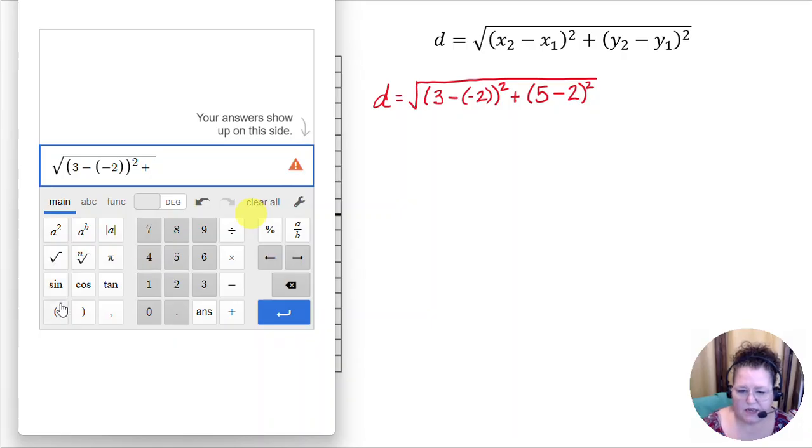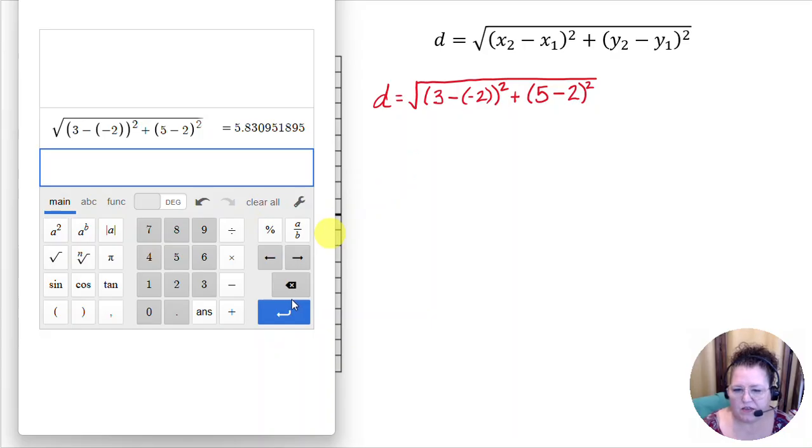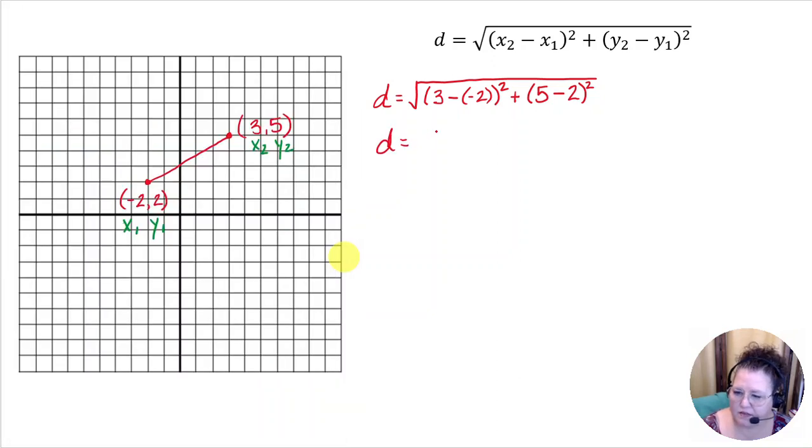And that is going to be our distance between those two points. I'm going to put 5.83. And we can put units since we're measuring distance. And that's the answer.